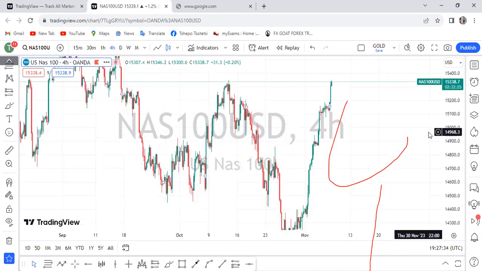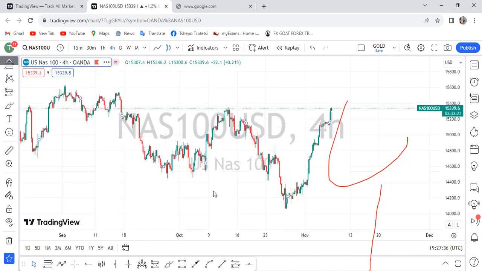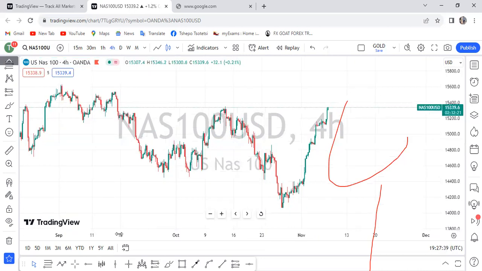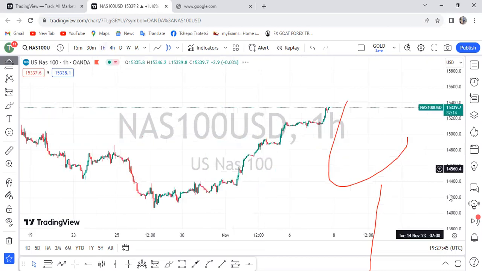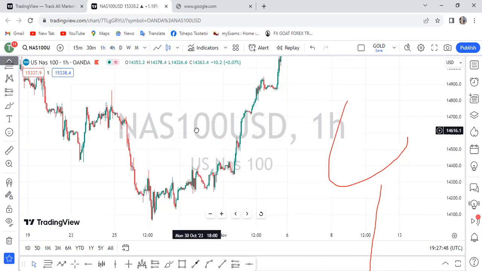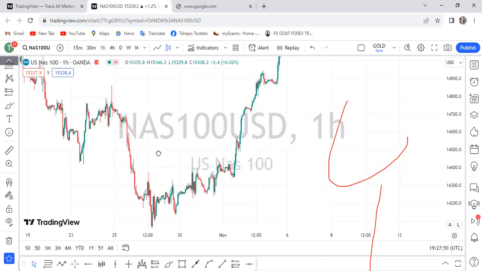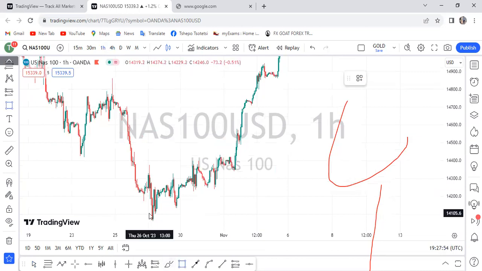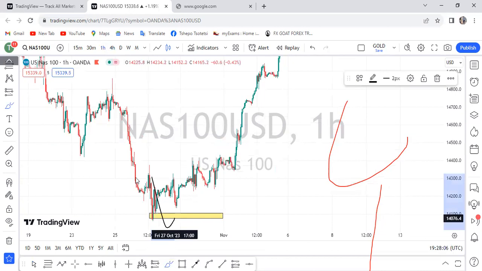I want us to look at the current structure. Let's go on 1 hour. So if we check here on 1 hour, where is this low? The market failed to break this low, retest, and made a lower low. So it started to move. So from here, you're going to put your zone here and wait for a market to break and retest.